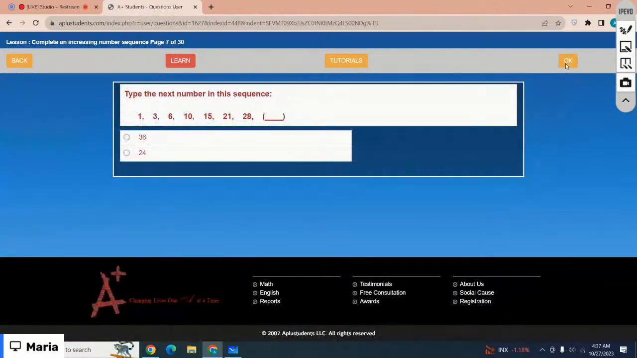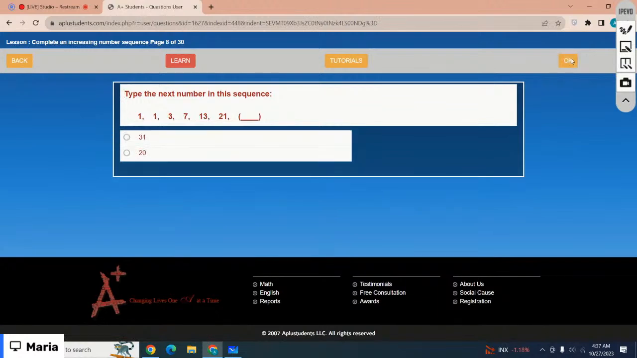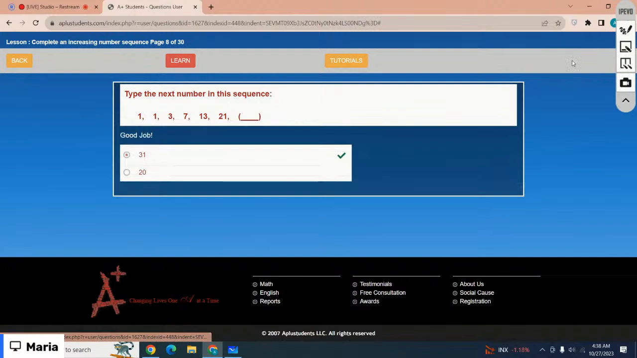Okay, type the next number in the sequence. So which is the next number in the sequence? The next number in the sequence is 36. The correct option is 36, right? Okay, type the missing number in the sequence. So which number is missing in the sequence? Yes, very good. The missing number is 31. So the correct option is 31.